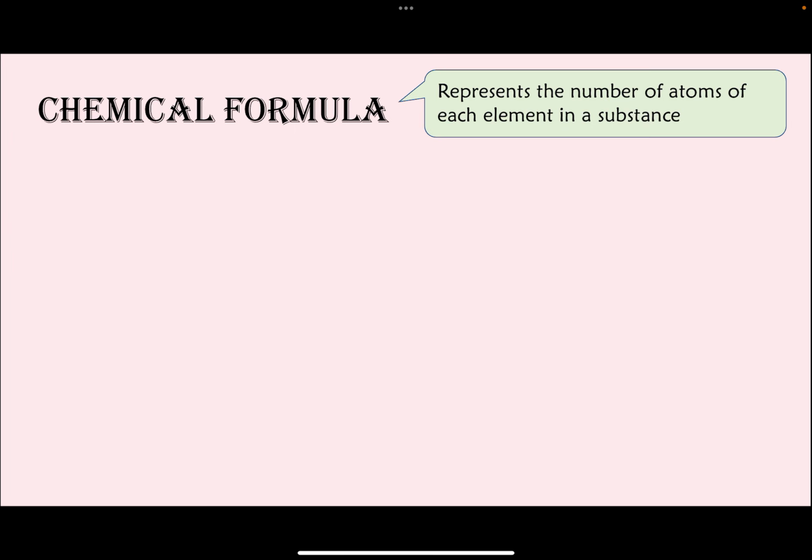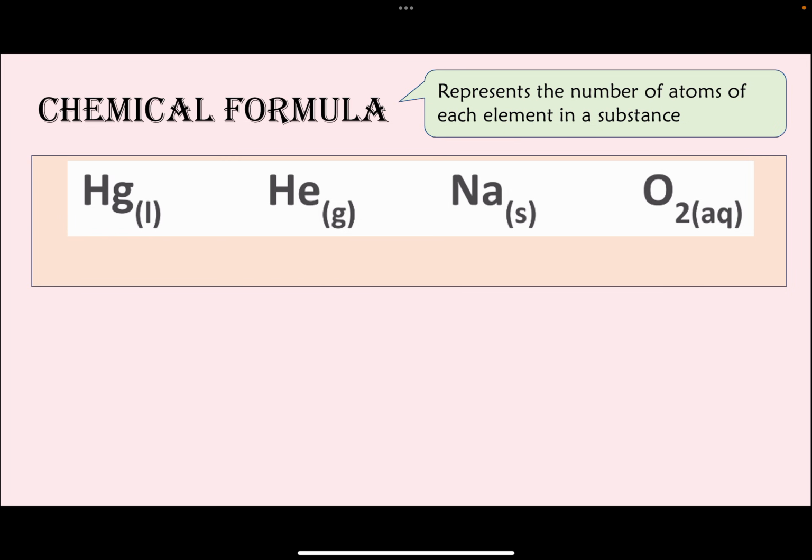Alrighty, so the next thing that we're going to look at is the chemical formulas of the different types of matter. So for chemical formulas, first of all, we do want to remember the definition. They represent the number of atoms of each element that we have in a substance. So let's look at some examples. In the first one, we have mercury in the liquid form. The L right there represents the liquid form. And for mercury, we don't see any coefficient. If we see a number over here, this number represents a coefficient.